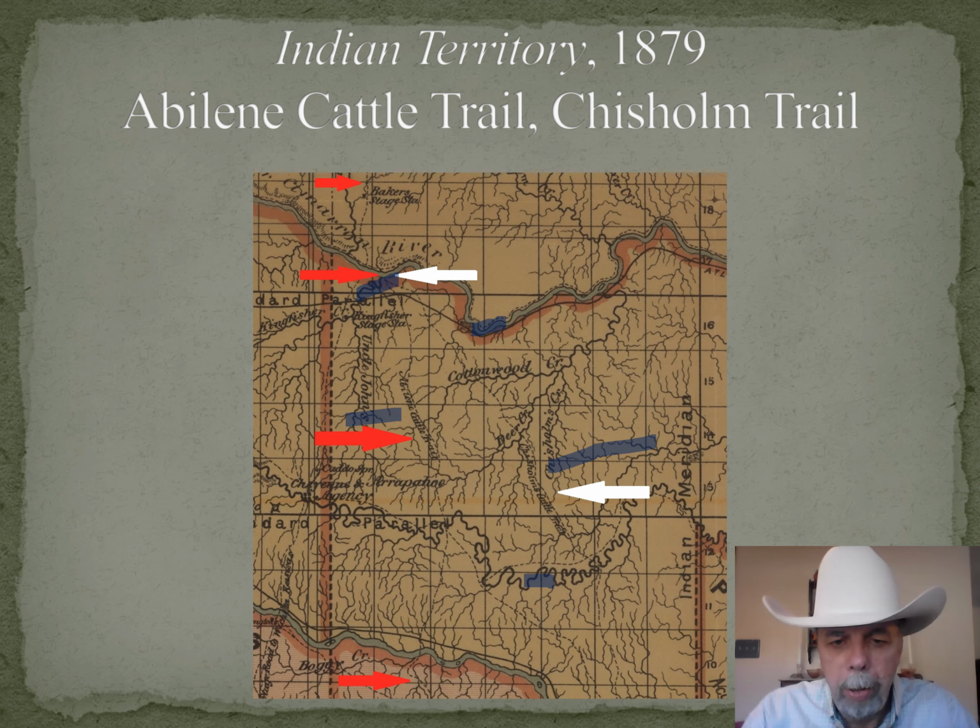We see that the two trails are about 20 miles apart, maybe a little farther, where they cross the North Canadian River. Now, some folks will say, well, it's all the same trail, so let's just call it all the Chisholm Trail. Well, we can see from this map and from the surveys that this is a false statement. They were two separate trails with two separate routes.